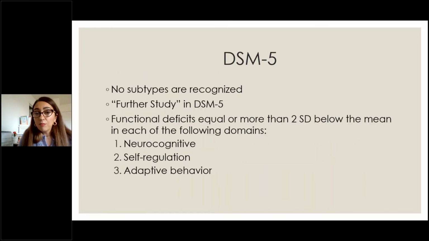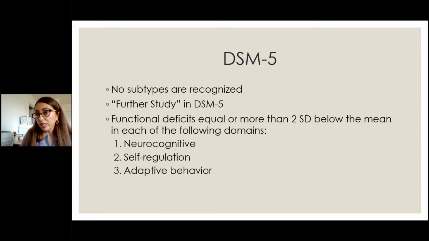As I said, DSM-5 does not capture any subtypes. It doesn't care if it's FAS, ARND, partial, and so forth. It just says that there is a neurodevelopmental disorder that is due to alcohol exposure. That's all it indicates. Then the functional deficits have to be 2 standard deviations below the mean in each of the following domains, the first being neurocognitive, which means memory, learning, motor, visual, spatial, and so forth.